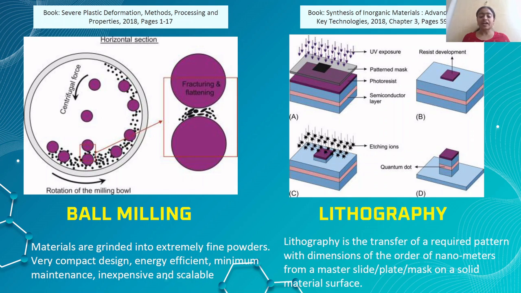Nanolithography is one of the widely used top-down techniques for the preparation of nanostructured materials. This technique is based on depositing, masking, etching or writing the desired patterns with dimensions of the order of nanometers on a solid material surface. Using this technique, a pattern or design can be transferred at once onto the surface of the device by exposure with radiation. In this case, it is UV radiation.